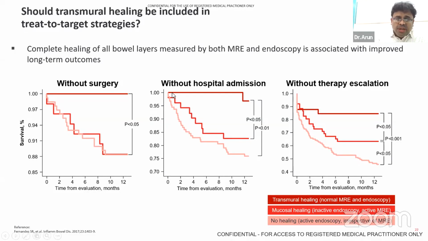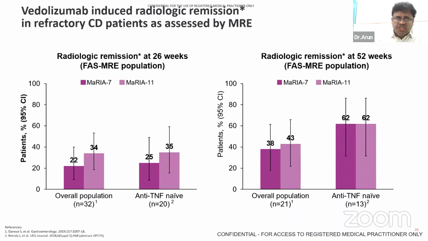In this paper, they looked at outcomes without surgery, without hospital admission, without therapy escalation, comparing transmural healing, mucosal healing and no healing. Complete healing of all the bowel layers can be measured by MRE, magnetic resonance enterography, together with endoscopy, and is associated with improved long-term outcomes. These rates of healing need to be taken into account when you treat a patient. Vedolizumab induced radiological remission in refractory Crohn's disease patients as assessed by MRE.